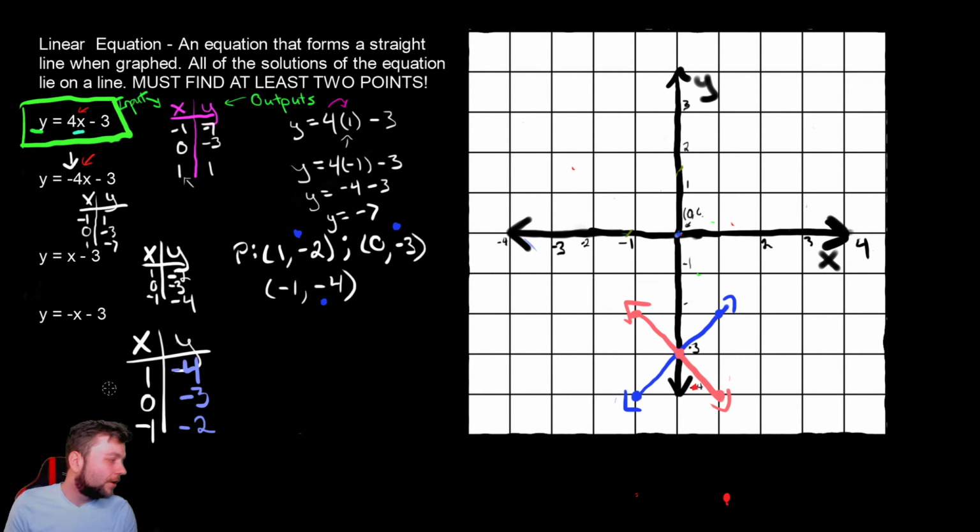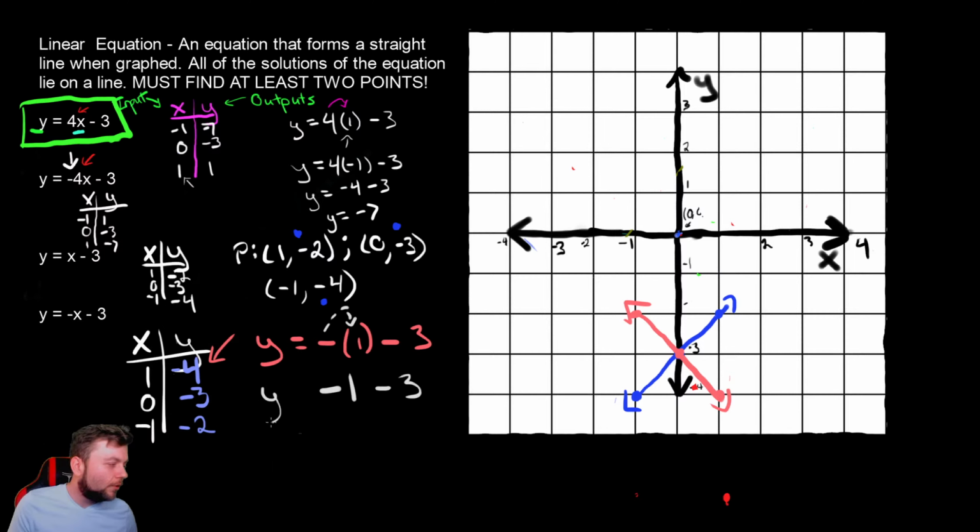Oh, the -4. So here, I'll do this. So y equals, how I got this -4. We have our negative number, and then our input was 1, right? Minus 3. So then the negative times the 1 is -1 minus 3. So y equals -1 minus 3.